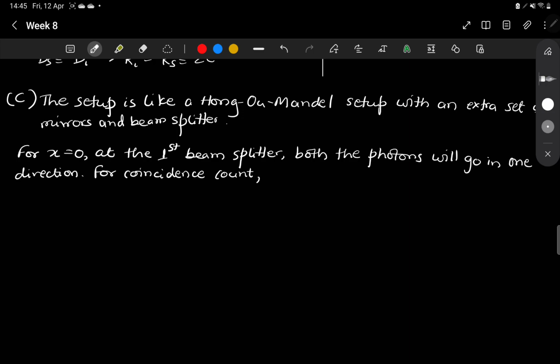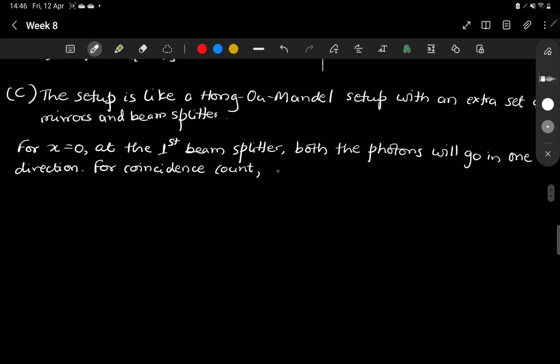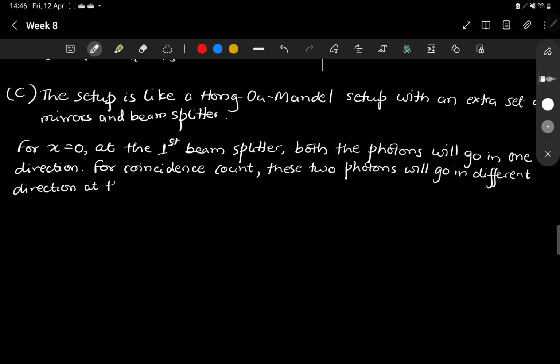And then further, for coincidence count at ds or di, they will go in different directions when meeting at the second beam splitter.